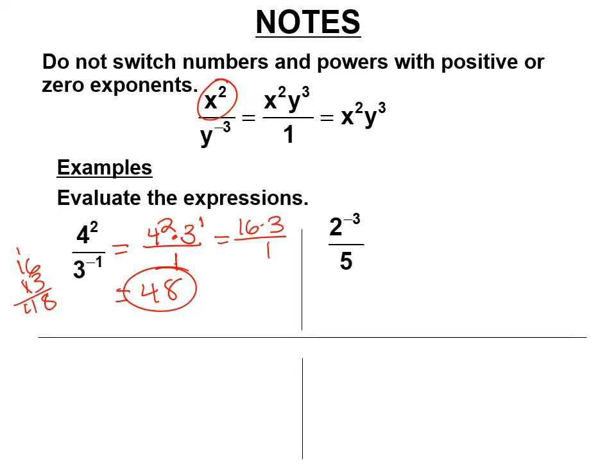Let's try this one. The 5 stays where it is, right? It has a positive exponent of 1 that we don't write. The 2 to the negative third comes down here and becomes 2 cubed. And let me write that better. What goes up there where nothing is left? A 1. Please do not forget that 1. So that 1 stays there. 2 cubed is 2 times 2 times 2 is 8. This is 5 times 8. So the answer to this is 1/40th.